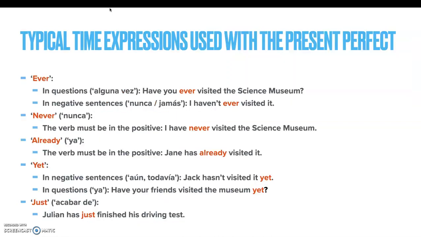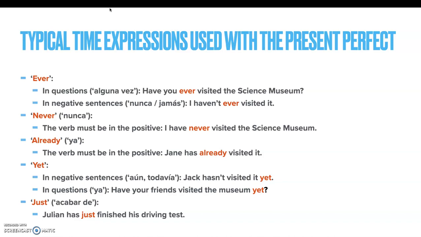There are some time expressions that are typically used with the present perfect. The first one we are going to look at is ever. In questions, it means alguna vez. For example, have you ever visited the Science Museum? ¿Has visitado alguna vez el Museo de la Ciencia? In negative sentences, however, it means nunca o jamás. I haven't ever visited it. Nunca, jamás lo he visitado.